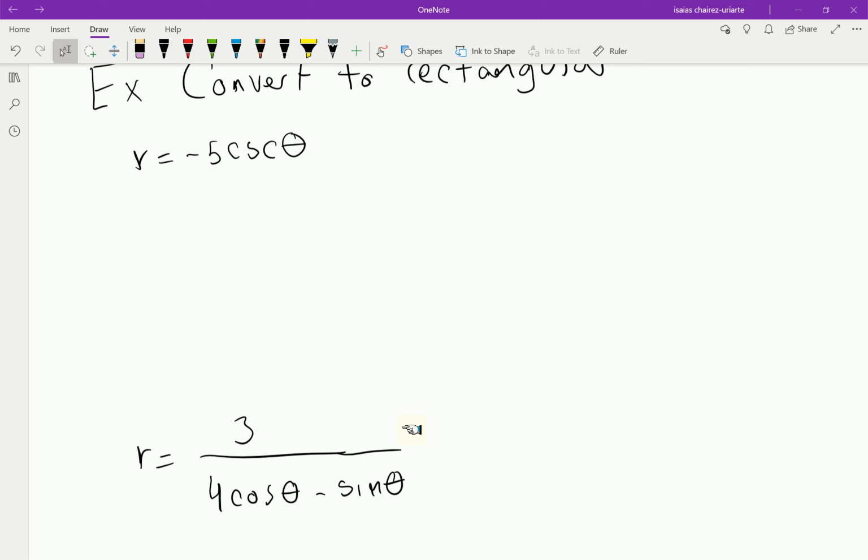Okay, so hopefully you've gotten a chance to try this on your own. Let me begin changing the first one to a rectangular equation. First, let me rewrite it. I'm going to say r is equal to -5 times 1 over sine theta, because that's what cosecant is. It's 1 over sine. Alright, and now I'm going to multiply both sides by sine of theta.